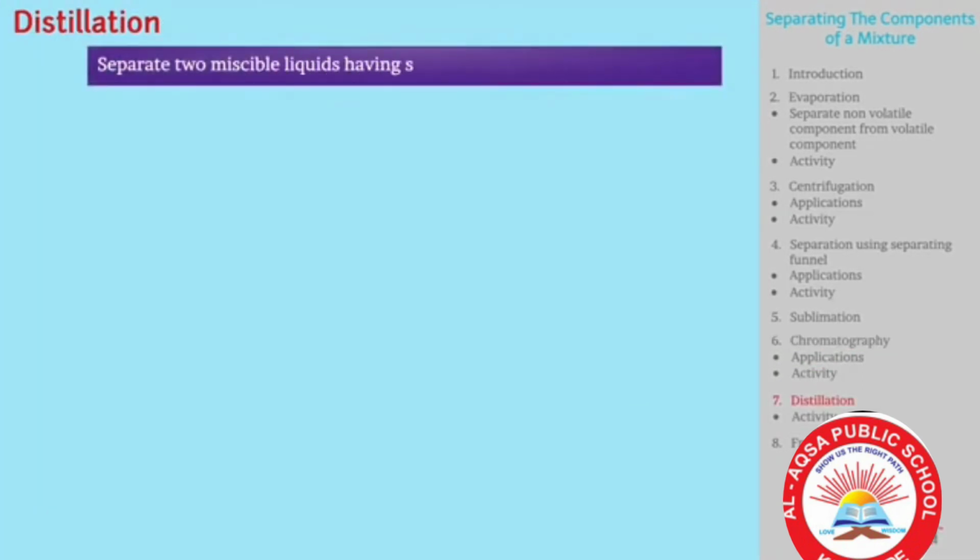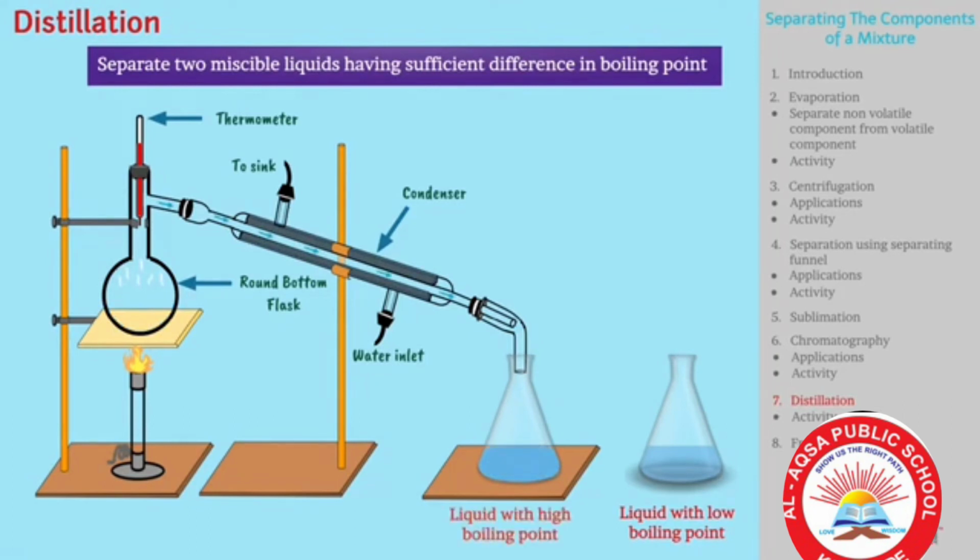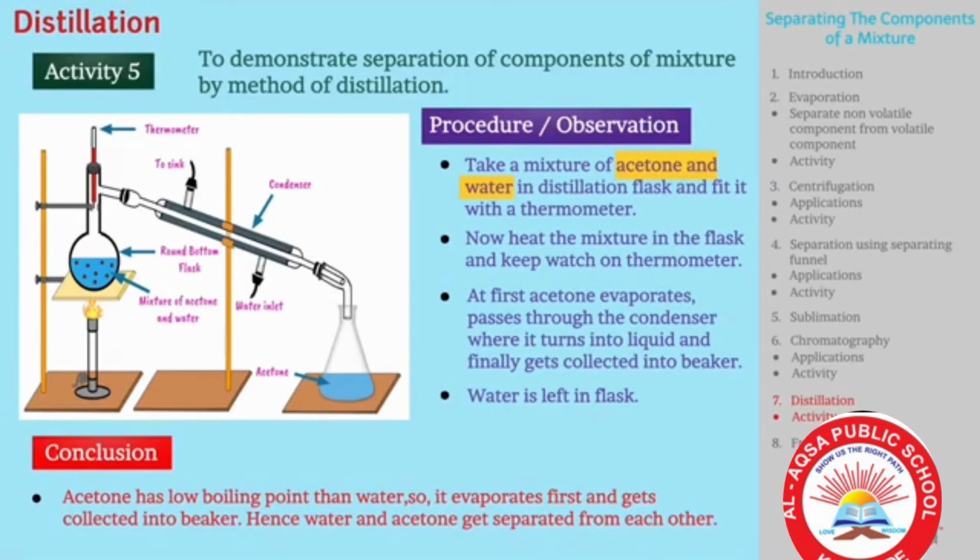Distillation. This method we can use to separate two miscible liquids that boil without decomposition and have sufficient difference in their boiling points. Liquid with low boiling point evaporates fast and condenses and we can collect it in the beaker, and liquid with a high boiling point evaporates later and we can collect it in another beaker. So we can easily separate liquid with a high boiling point and liquid with a low boiling point.